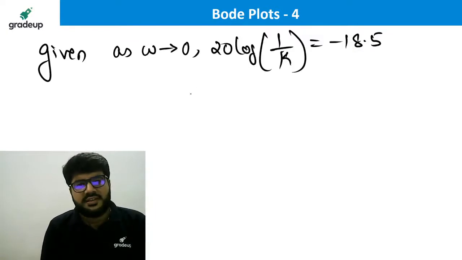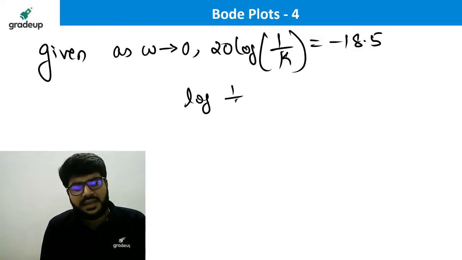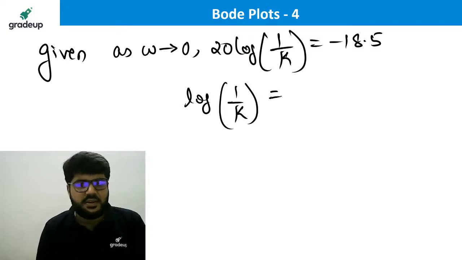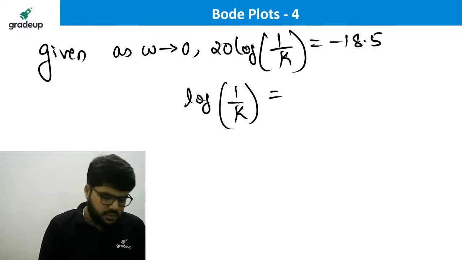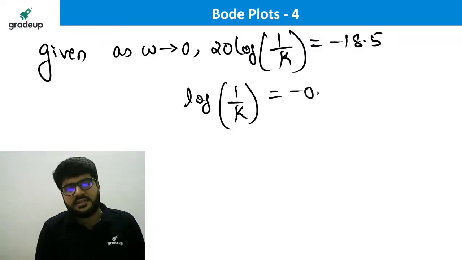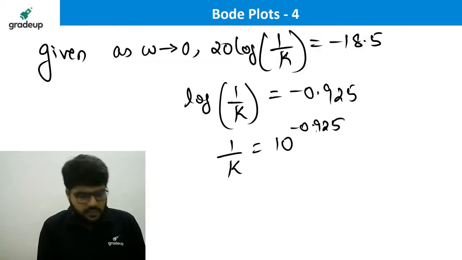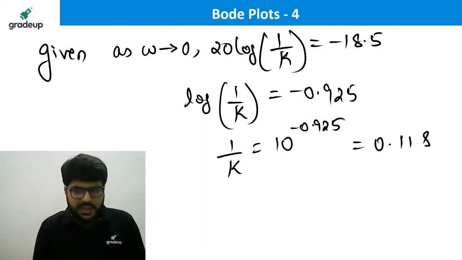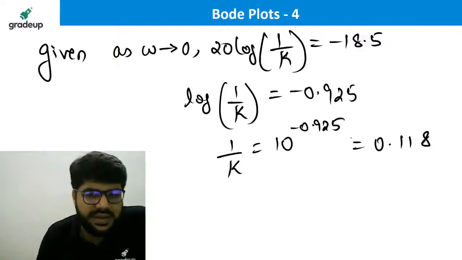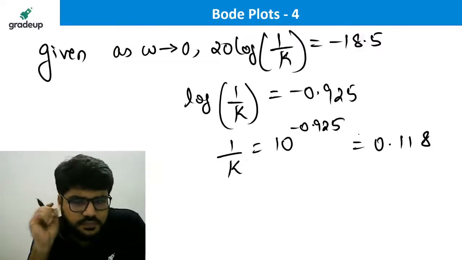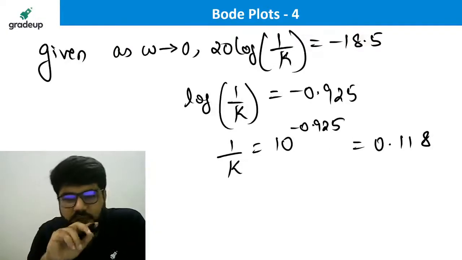Alright. So what is the value of log 1 by k? It is equal to minus of 18.5 divided by 20, that is minus 0.925. So 1 upon k is 10 raised to the power minus 0.925, and this should be equal to 0.118.